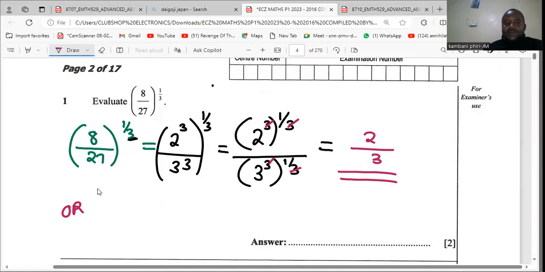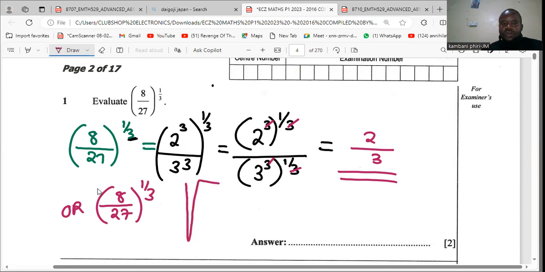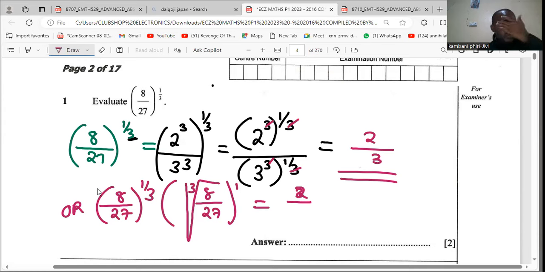Alternatively, you can say 8 divided by 27 to the power 1/3. A fraction power has an implication: the numerator is the power, and the denominator is the root. So we can find the cube root of 8 divided by 27, which is the same as finding the cube root of 8, which is 2, over the cube root of 27, the number that multiplies itself three times to give you 27, and that's 3. So 2 over 3 is your answer.